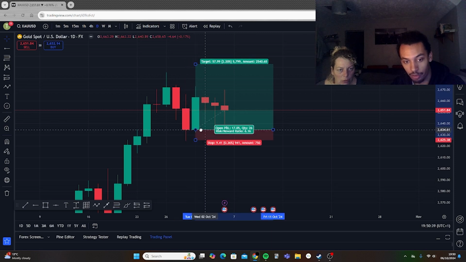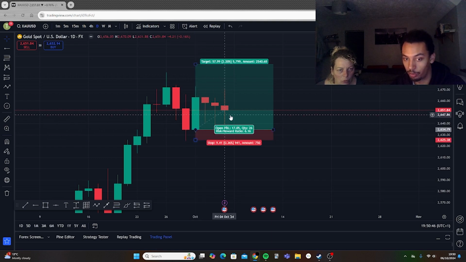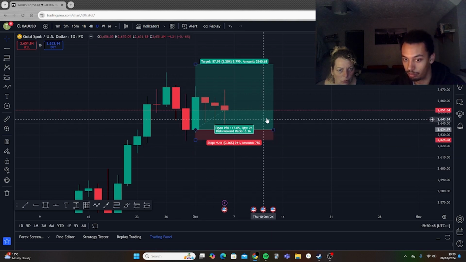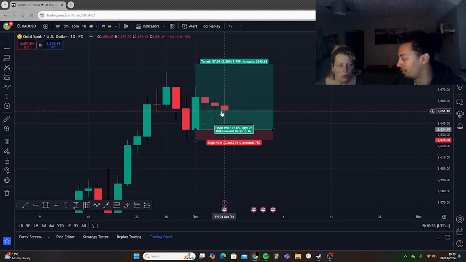Where that wick is, if I would have bought there, then that would have hit my stop loss and that would have been a losing trade. And that's why this bit's also green, like a darker shade of green, because price has moved up by that much. Does that make sense? I think so.